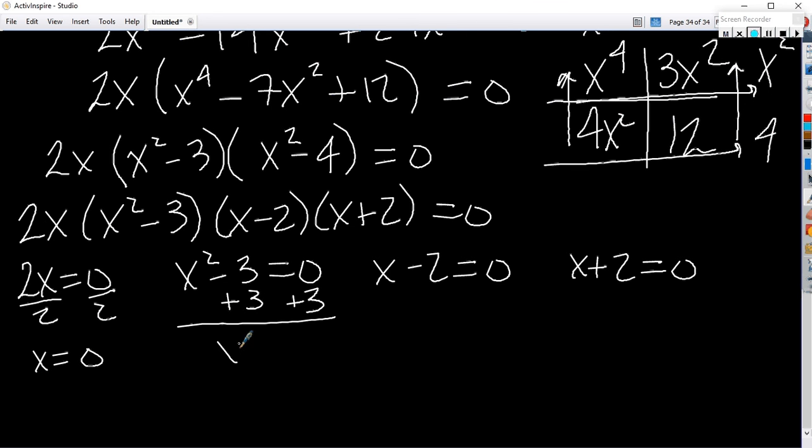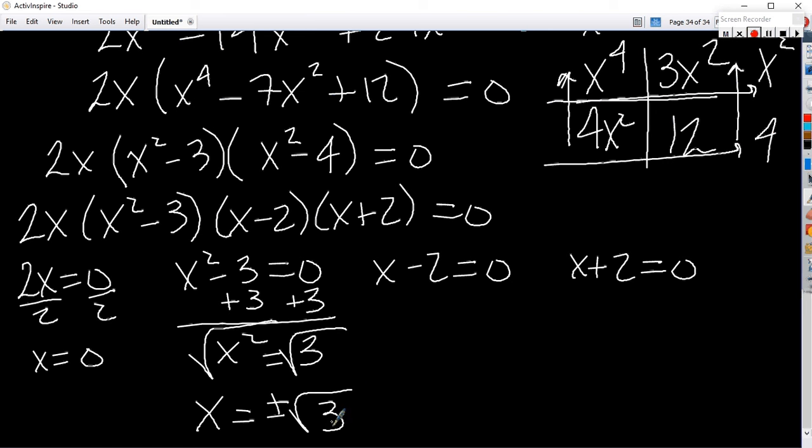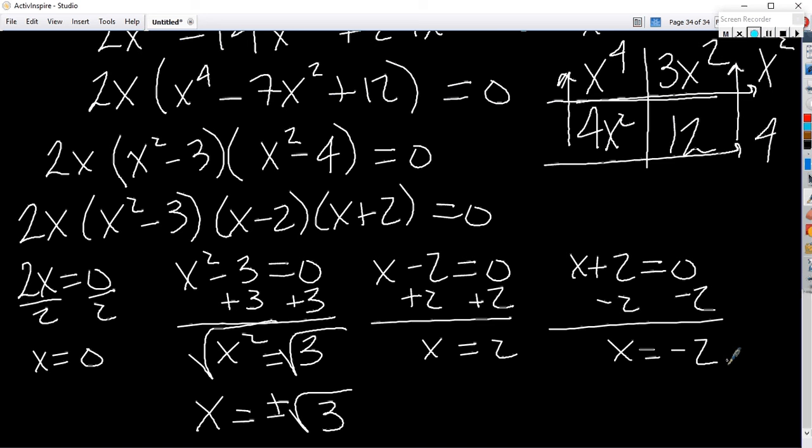If x squared equals 3, what does x equal? You get x by itself. How do you get rid of a square? Square root it. There you go. But remember, you need a plus or a minus here. Keep on going until you get x by itself. We factored completely, so it's easiest for us as we go. So x equals 0, x equals plus or minus square root of 3, x equals 2, x equals negative 2.